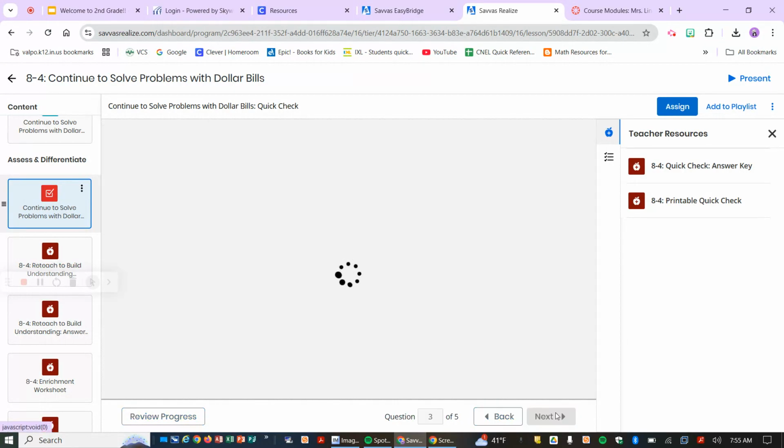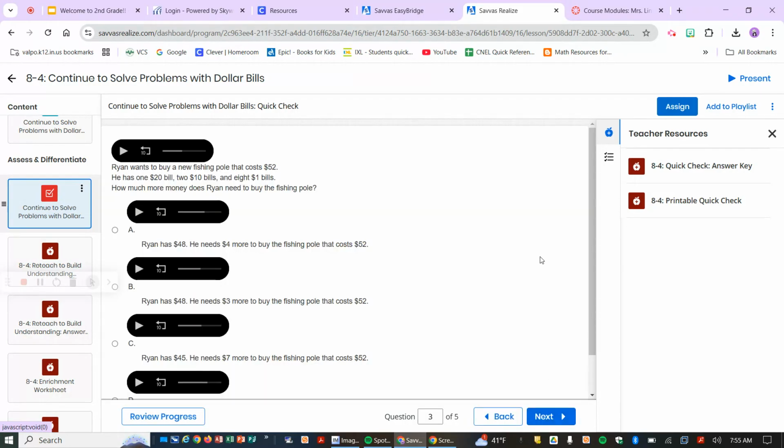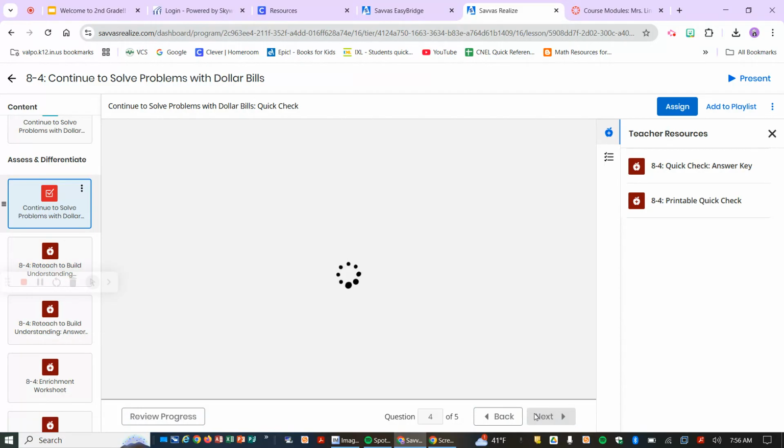Next one, number 3. Ryan wants to buy a new fishing pole that cost $52. He has one $20 bill, 2 $10 bills, and 8 $1 bills. How much more money does he need? So you need to add up what he has and then subtract from 52. Draw the picture. 1 $20 bill, 2 $10 bills, 8 $1 bills. Take your time, guys. These are not too hard, but I can just feel that we're going to rush and then be shocked when we get our answers wrong.